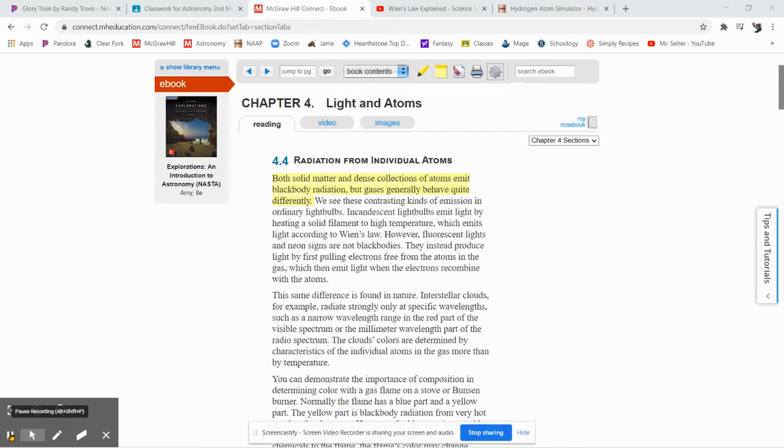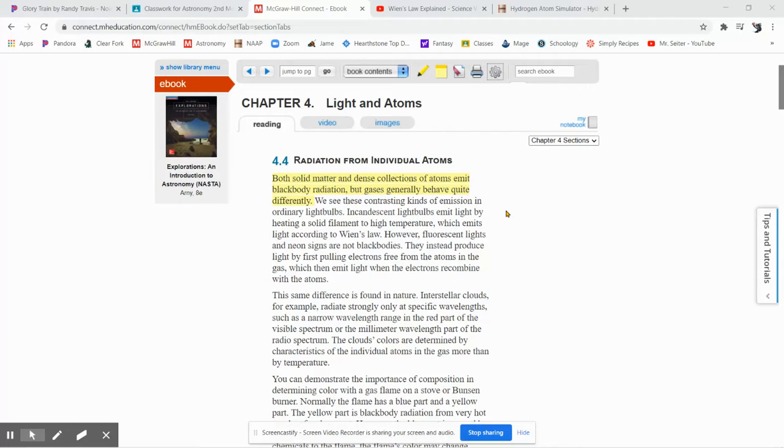Chapter 4, Section 4, Radiation from Individual Atoms. Both solid matter and dense collections of atoms emit black body radiation, but gases generally behave differently. All right. That's the important thing right here that we're looking at.